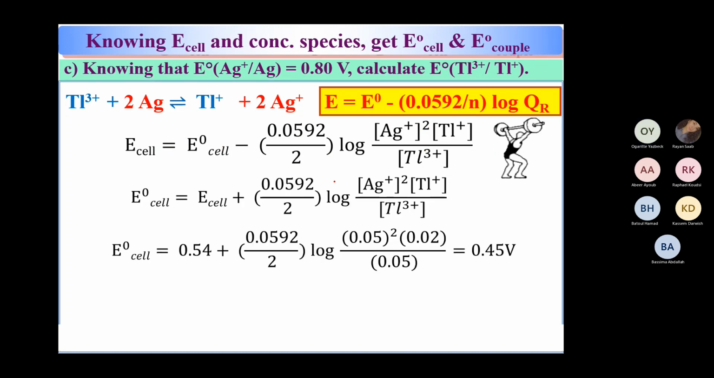Now, get the E naught of the cell on one side, get E of the cell on the other, or take all of this to the other side, and substitute the concentration of the different species at any time. Meaning whatever they gave you initially, fine, put it initially, because this is log of Q. Okay, at any concentration. And when I substitute that, I will get the E naught of the cell.